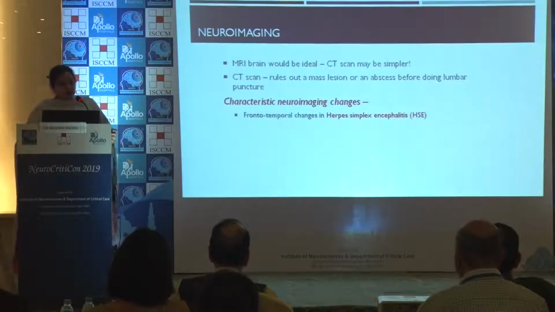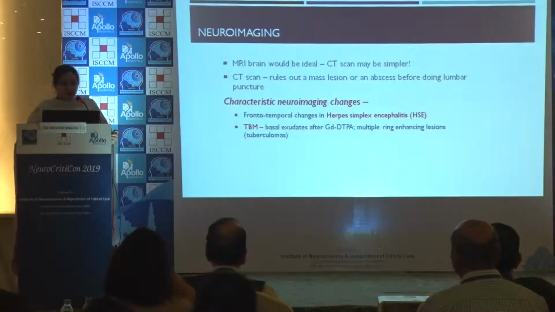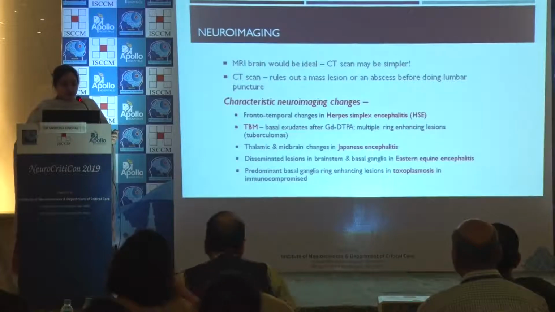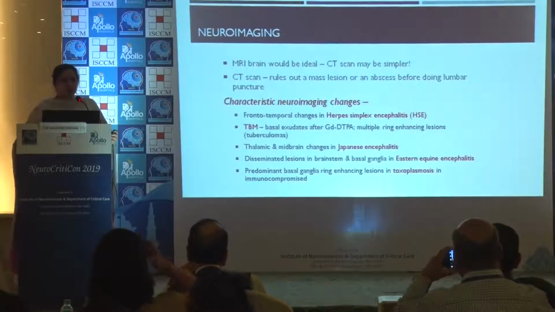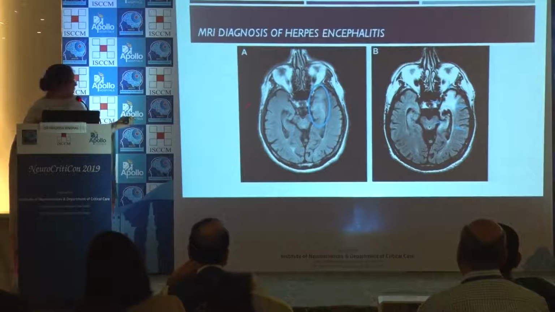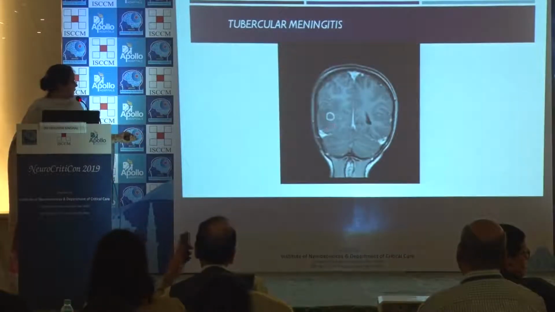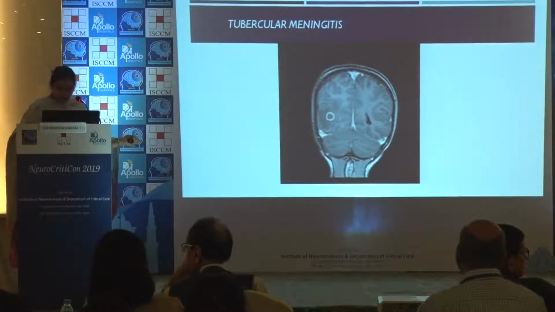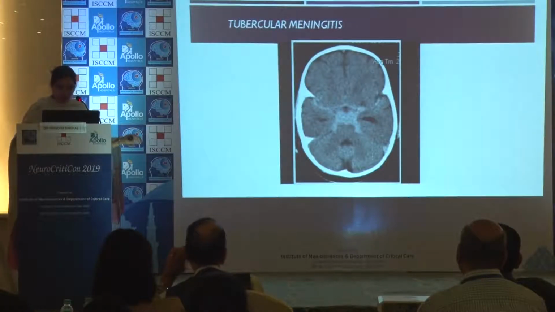All right, so the characteristic neuroimaging changes may be frontotemporal changes in herpes simplex encephalitis. In TBM, we may have basal exudates or multiple ring enhancing lesions, and thalamic and midbrain changes in Japanese encephalitis, lesions in brainstem and basal ganglia in Eastern equine encephalitis, and so on and so forth. So this is a typical MRI of a patient with a herpetic encephalitis. You have frontotemporal changes. In TBM, you have a typical tuberculoma, a ring-enhancing lesion. You may have gross basal exudates on your imaging.